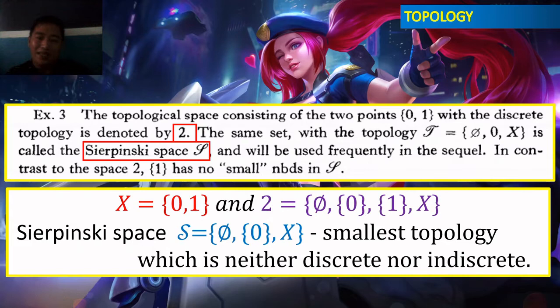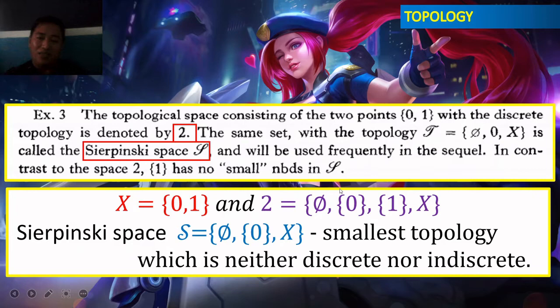Next. The same set with the topology script T, which is equal to the empty set, the set containing 0, and X, is called the Sierpinski space, script S. The 0 here is the set containing 0. It will be used frequently in the sequel. In contrast to space 2, the point 1 has no small neighborhoods in script S. There is no open set smaller than X that contains 1. Only X, so there are no small neighborhoods.